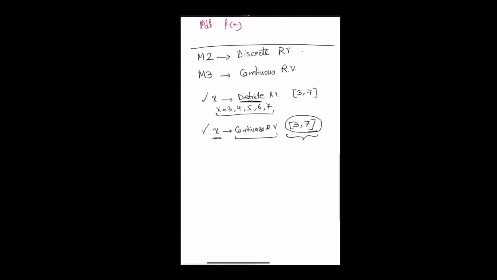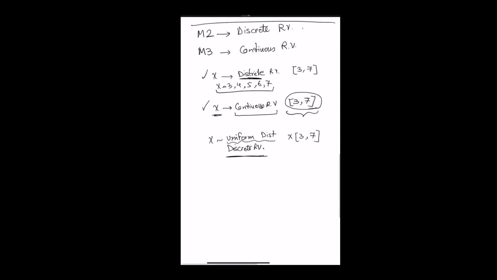So now, let's assume I tell you that x has uniform distribution, and x is also a discrete random variable. The only distribution that we have, both the discrete version and the continuous version, is the uniform distribution. So x is a discrete random variable and it has uniform distribution, right? And x changes between 3 to 7. Okay, so now what is the probability mass function?